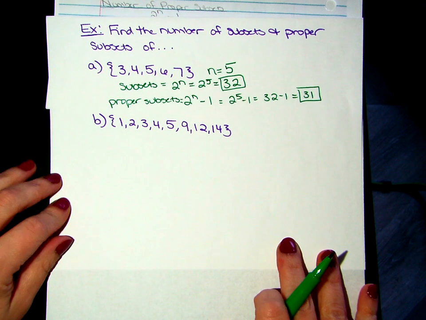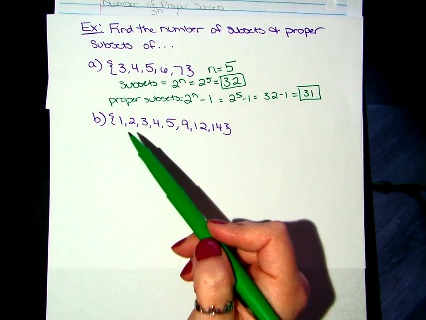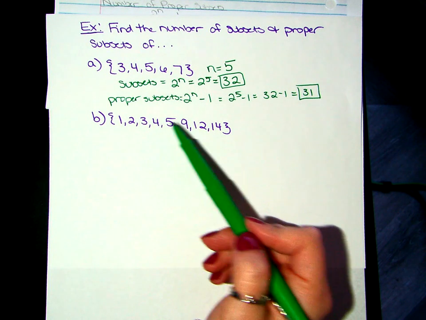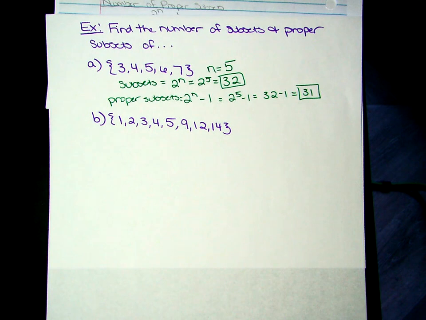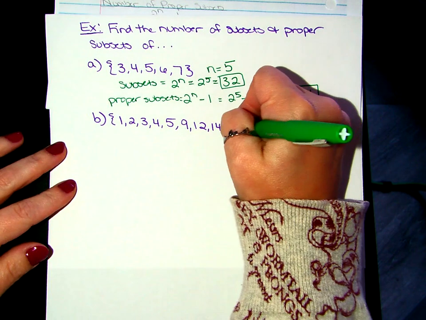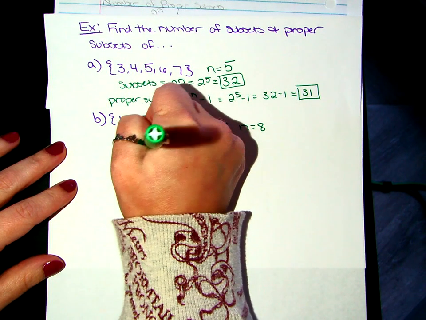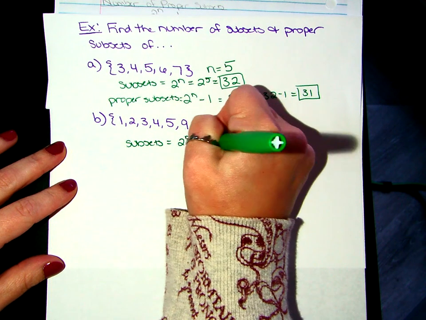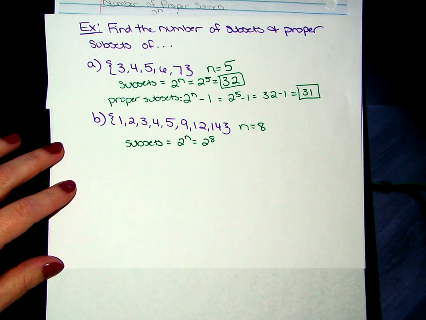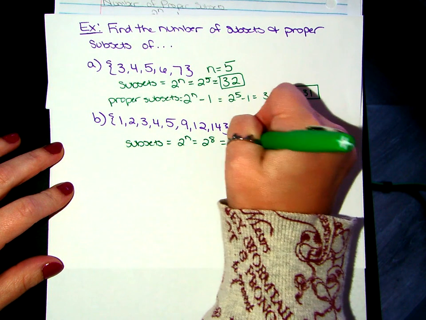I promise on my white paper it does not look as crooked as that, but that's fine. 1, 2, 3, 4, 5, 9, 12, and 14. So that's 6, 7, 8. 8 elements. So subsets again is 2 to the n, so 2 to the 8th. Just with 8 elements in there, you would have 256 possible subsets.